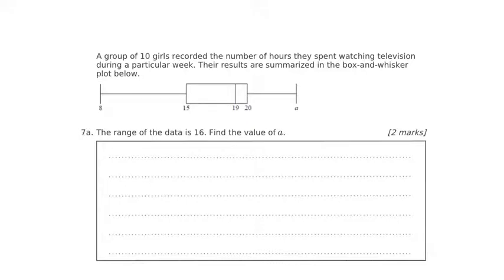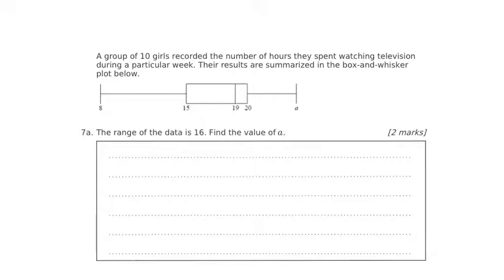Question 7. A group of 10 girls recorded the number of hours they spent watching television during a particular week. Their results are summarized in a box and whisker plot below. 7a. The range of the data is 16. Find the value of a.